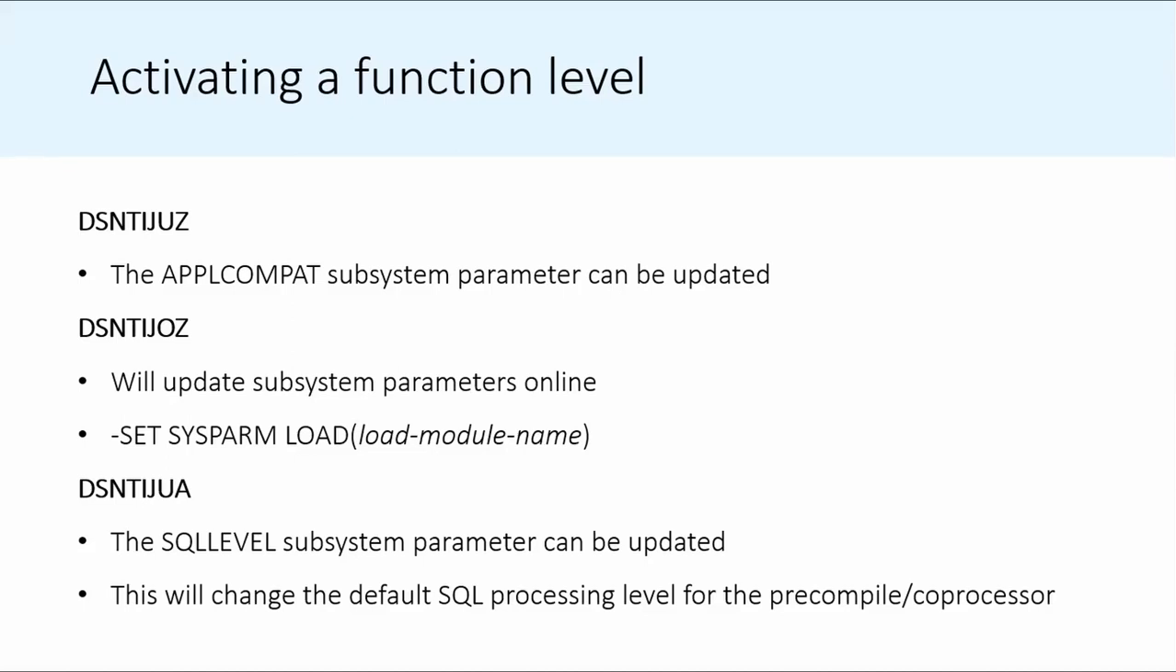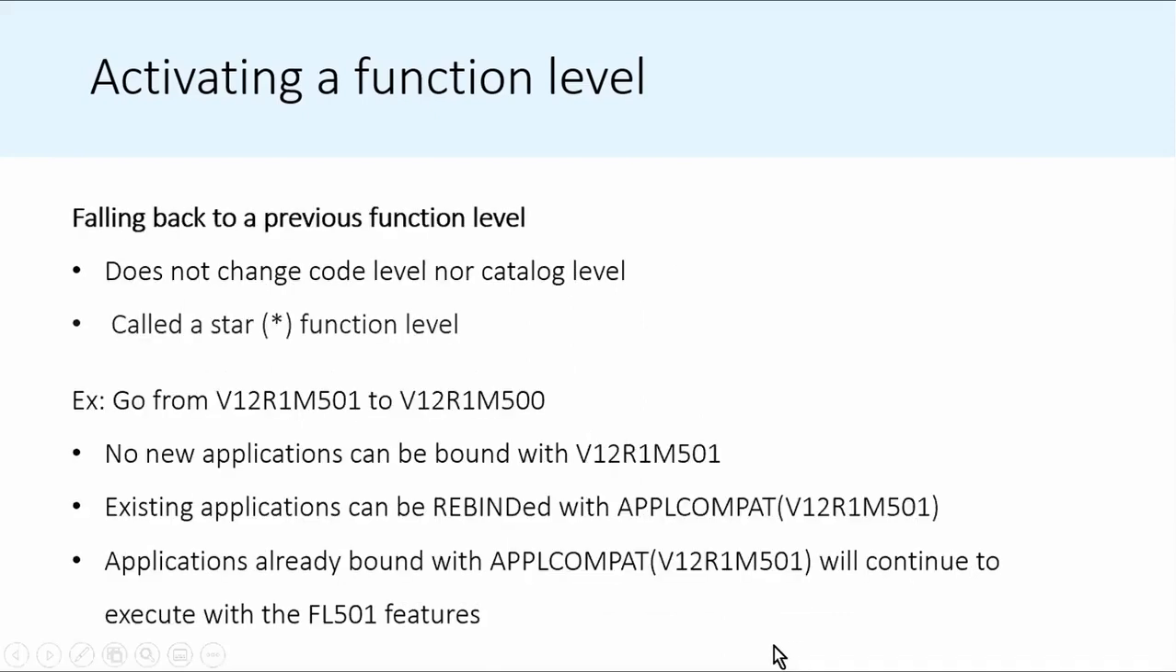The second job, DSNTIJOZ, will update subsystem parameters online. This is where you would issue the SET SYSPARM command or SET SYSPARM LOAD to bring the APPLCOMPAT subsystem parameter changes online with that command. So that is what that job does, bringing those subsystem parameters online and up to date for you there.